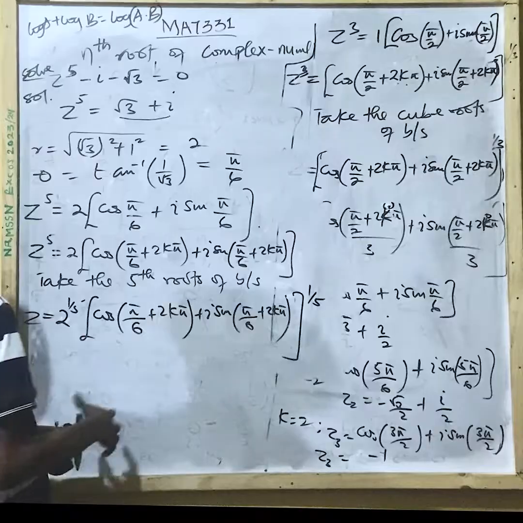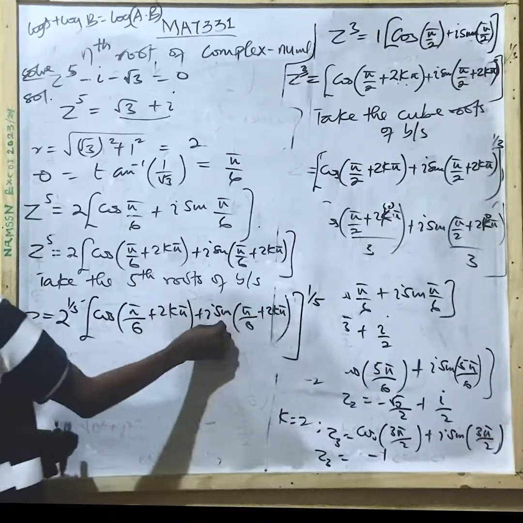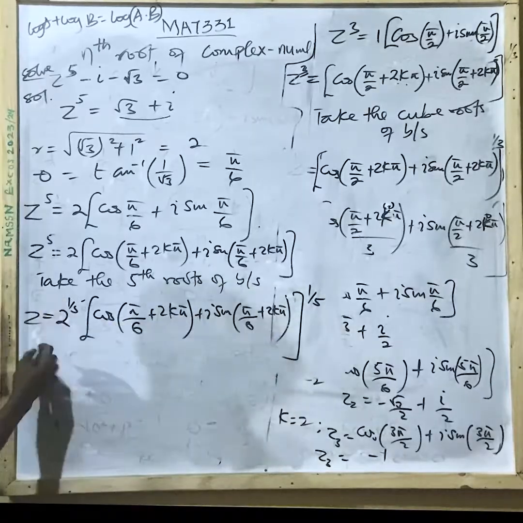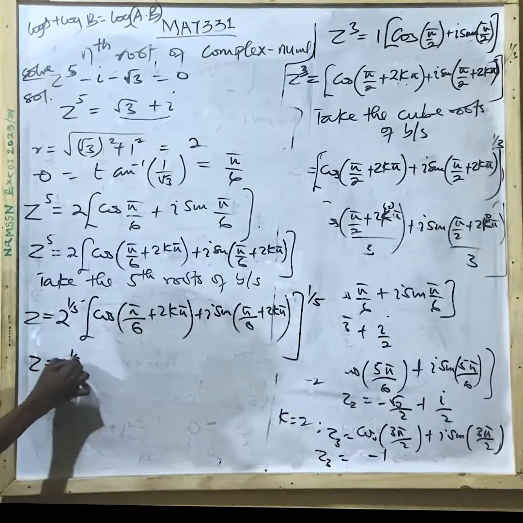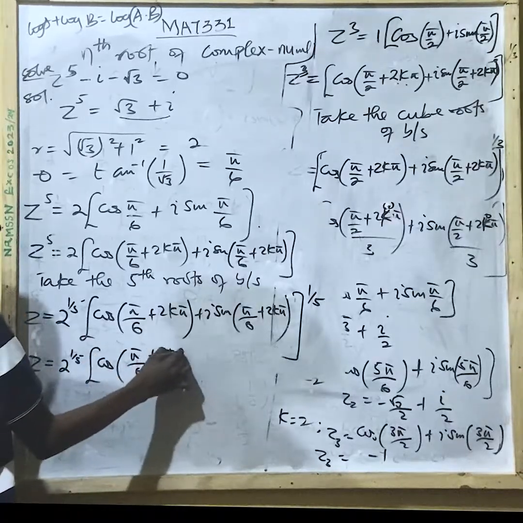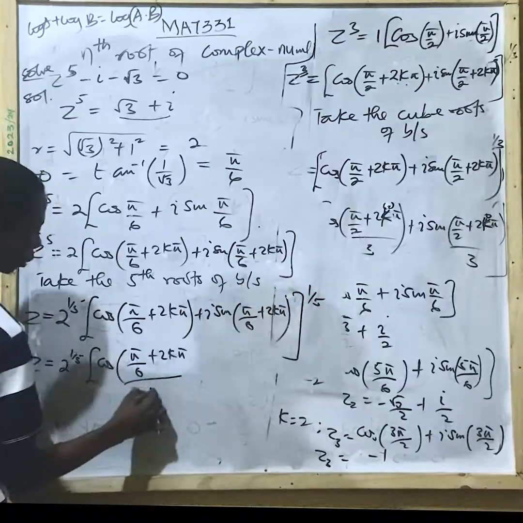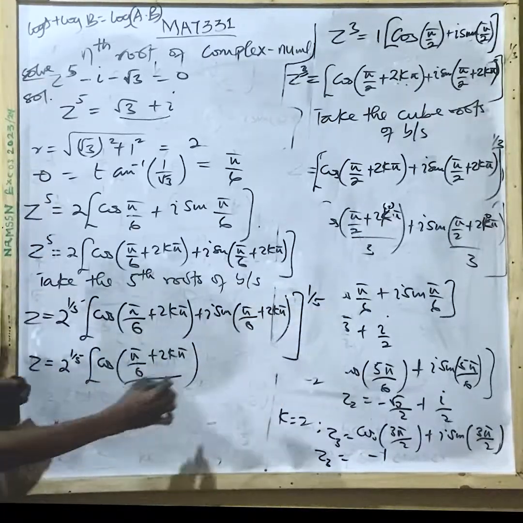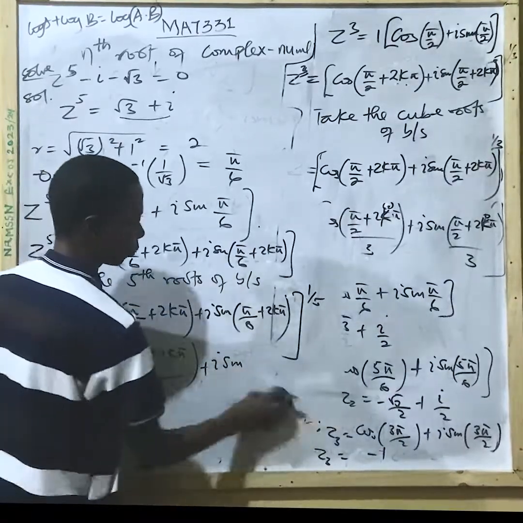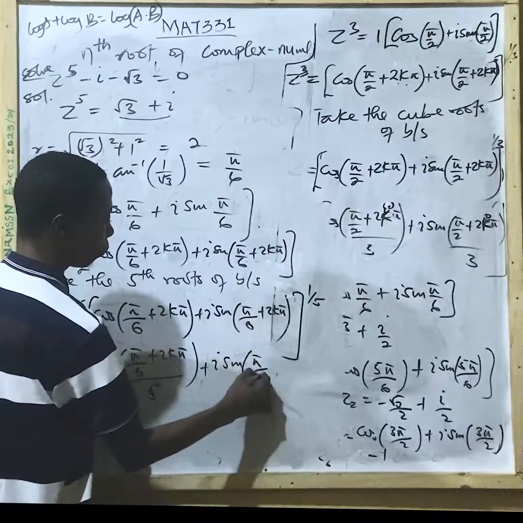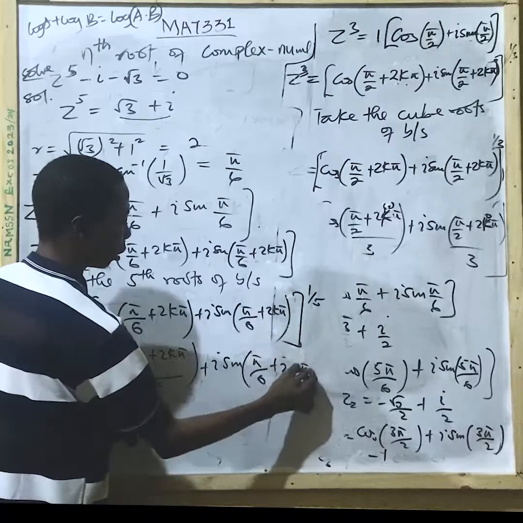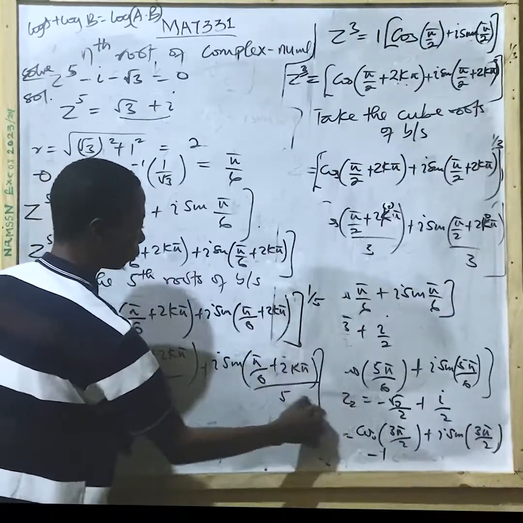According to De Moivre's theorem, whenever we have cos and sine with any power, that power will just multiply theta in cos theta and sine theta. So z equals 2 raised to power 1 over 5 into cos of (pi over 6 plus 2k pi) all over 5, plus I sine of (pi over 6 plus 2k pi) all over 5.